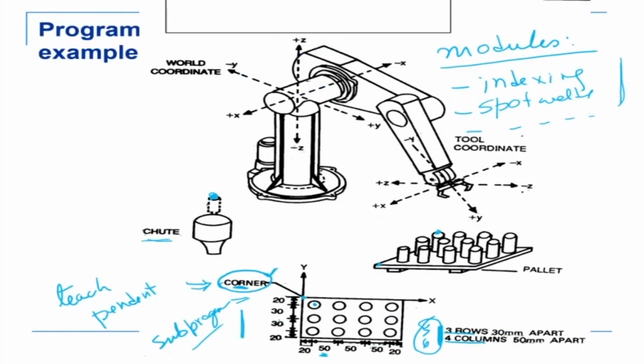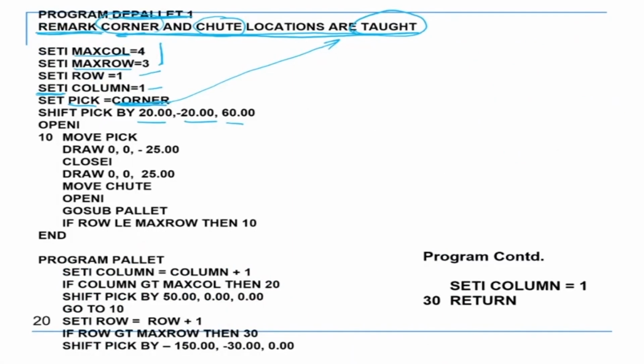So I'm here. I shifted by 20 means this side, minus 20 means down, and 60 is the height of the object. The height of the object is not given here, so let us assume that this is going and standing on top of the object. The gripper is going somewhere here, and this is my 25. The 60 is from the 0 of the robot. That's an assumption we are making.